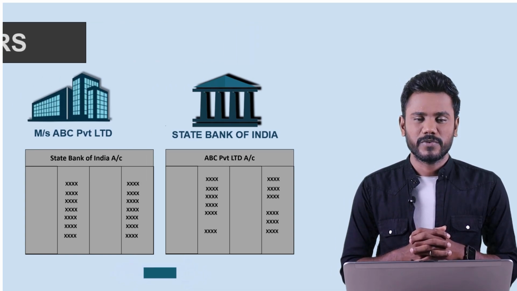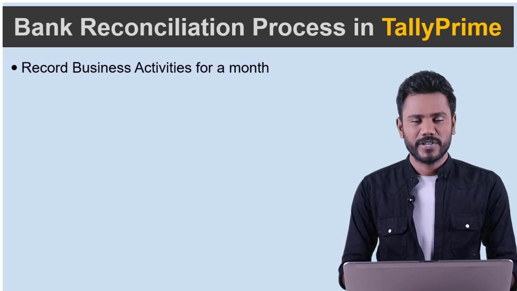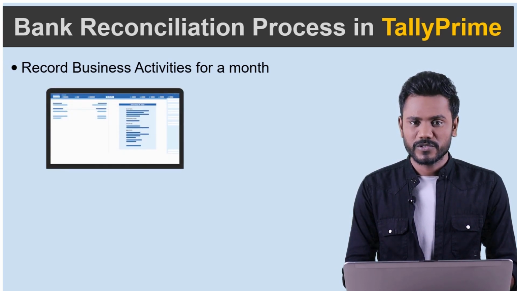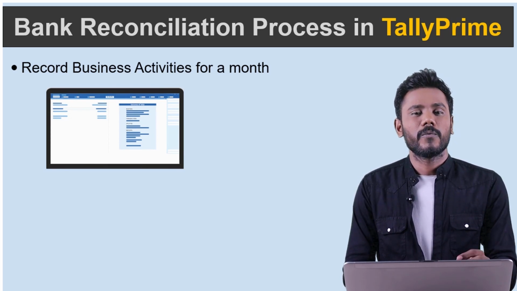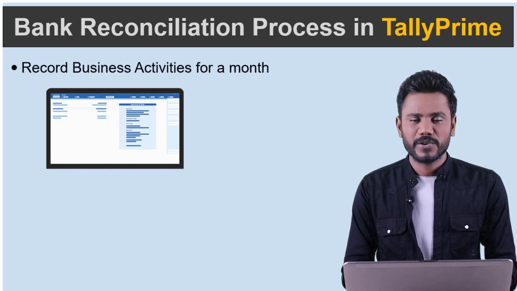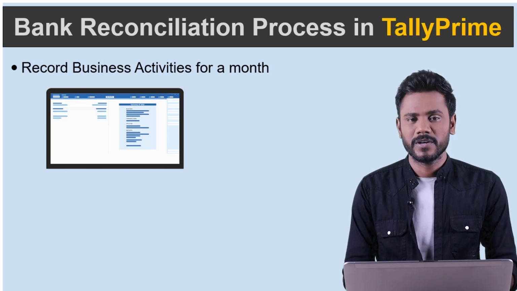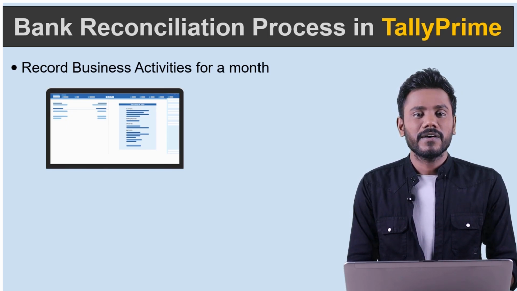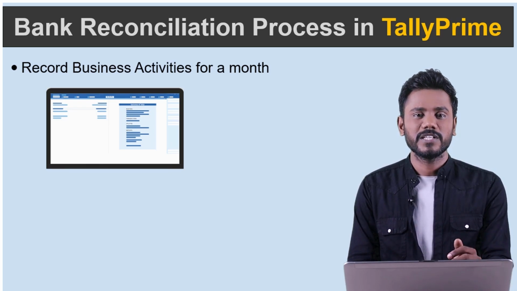The process of BRS in Tally is quite simple and easy. As an accountant, you just record all the receipts in receipt vouchers and all the payments in payment vouchers, like purchases, sales, even journal, contra or whatever. Whatever is happening in the business, just record all the transactions, right? When you are receiving a cheque, record a receipt voucher. When you are giving a cheque, record the same in a payment voucher. Likewise, record all business activities for a month, from the first of the month to the end of the month.